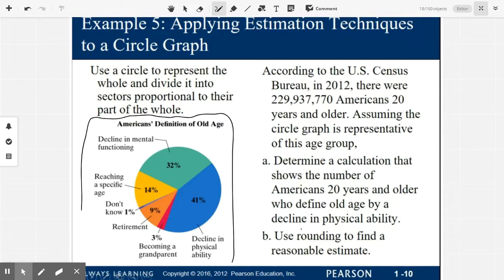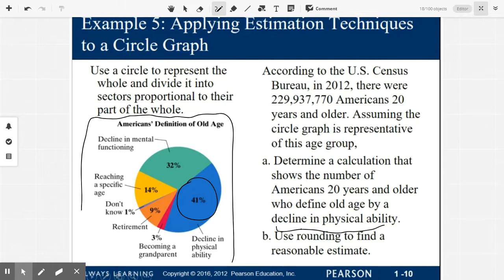Anyway, what's the question? We want to know the number of Americans 20 years and older who define old age by decline in physical ability. So this is it right here. They're wanting us to use rounding to find a reasonable estimate.